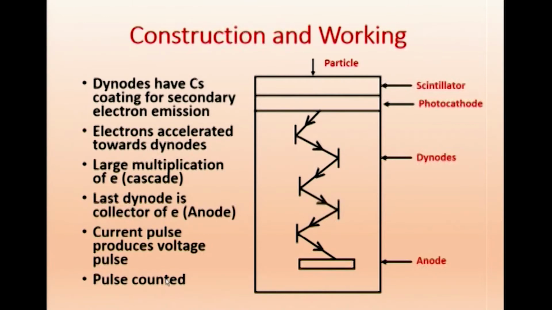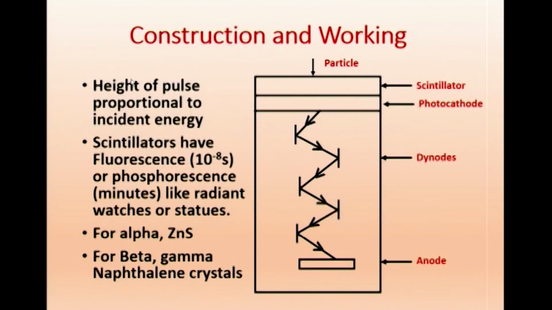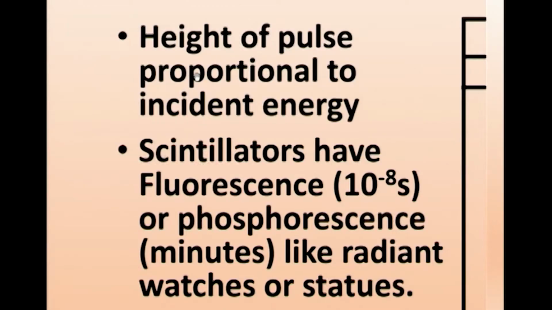So this is the basic principle of a scintillation detector, along with the photomultiplier. The height of the pulse is proportional to incident energy. Naturally it must be proportional to incident energy. So the height of the pulse, the current pulse, is proportional to incident energy.